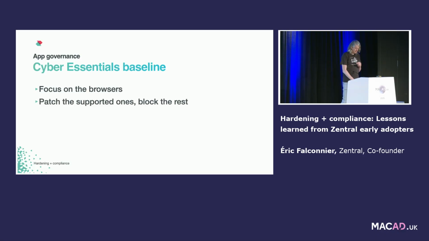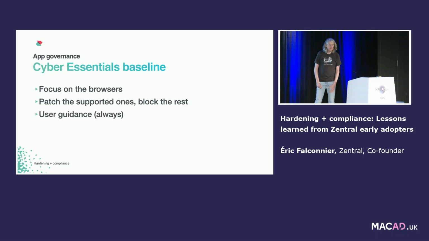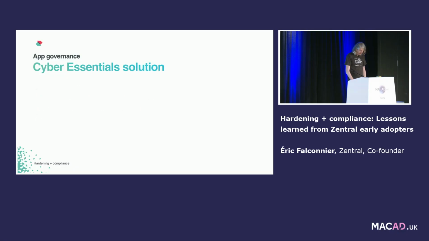And they also decided to block the ones with known CVEs, or known vulnerabilities. And they wanted to be able to point the users to the ones that were supported, or point the users to their self-service to run the updates so that they could run the updated version of a browser. The solution: again, we patch with Monkey.